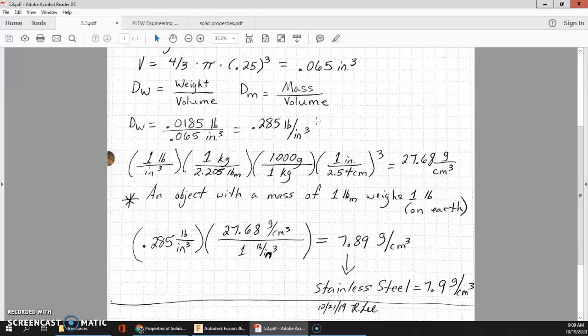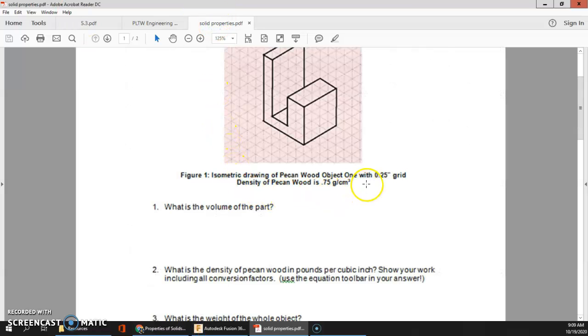So remember, mass and weight are not interchangeable. When we deal with weight density, we're typically dealing with pounds per cubic inch. And when we deal with mass density, we're typically dealing with grams per cubic centimeter. Here, you're given a problem where you have measurements in standard units, but you're given density in metric units, so we need some type of conversion. We either need to convert the linear measurement to metric or convert this mass density over to weight density.